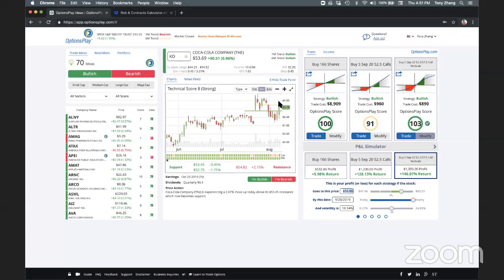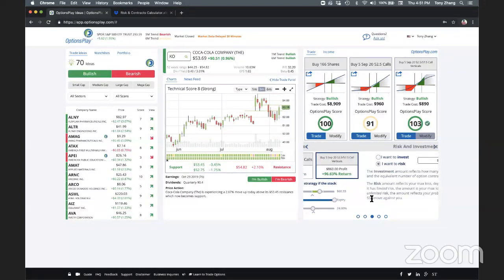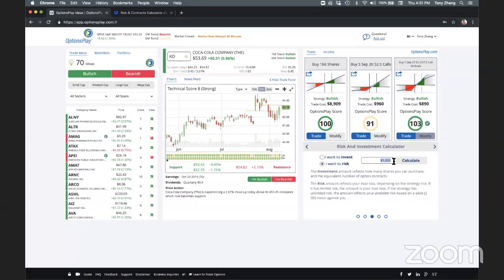I can say, what happens if this stock goes back up to that $55, $56 target price that I have on this particular stock? I can see that I can make an $860 profit off of the $890 that I'm risking, so that you have a better sense for how much money you have at risk and how much you can potentially make on a specific trade. And all you have to do is put in the amount that you're willing to risk per trade.